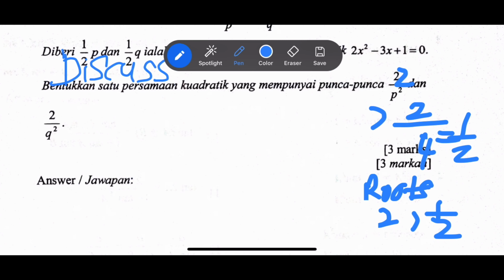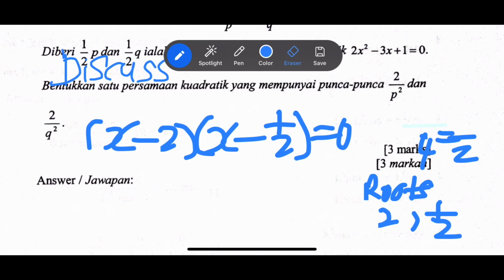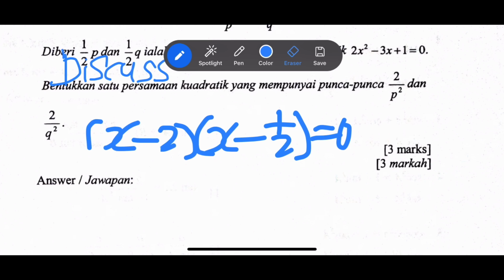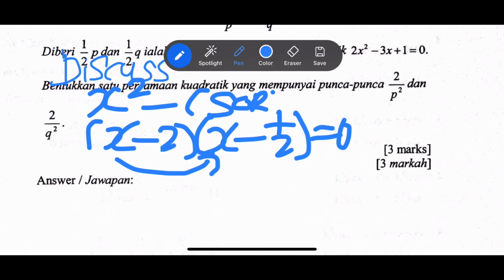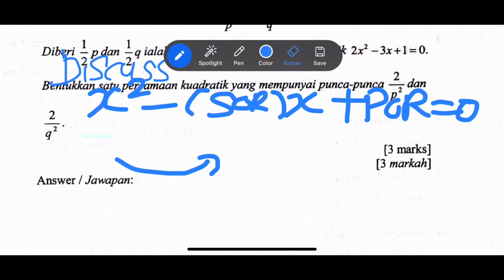Alright, after we have the new roots, we need to form the equation. So we can plug into the factors. So it becomes (x minus 2)(x minus 1 over 2) equals 0. This is the faster way to get the equation. So then you just do expansion. Alright, so x squared minus 2x and then minus 1 over 2 x and then plus 1 over 2 times 2.